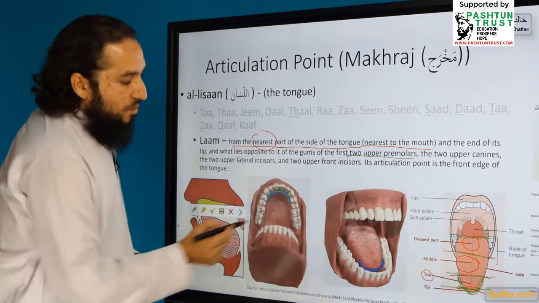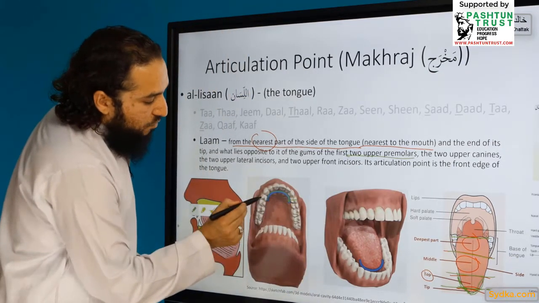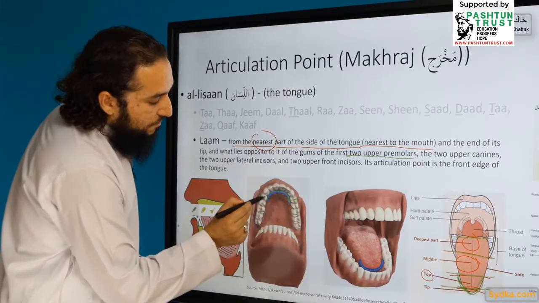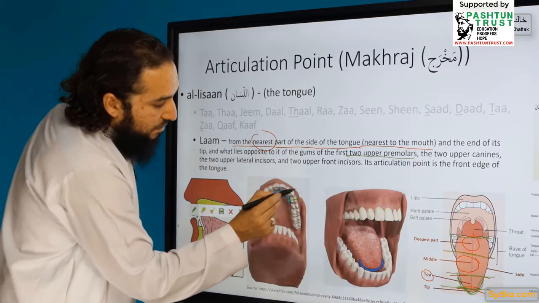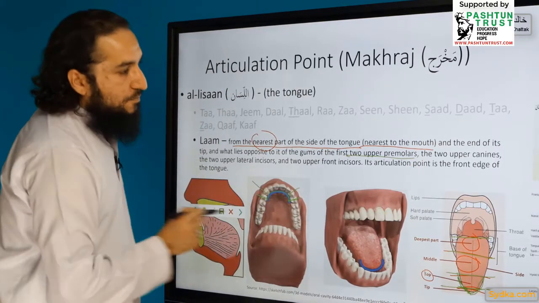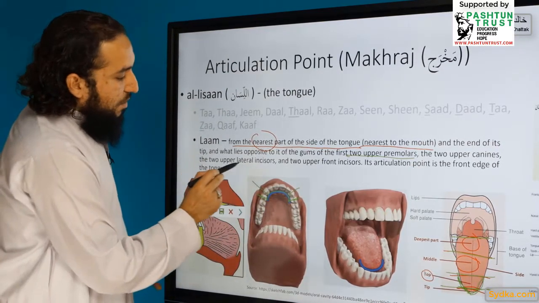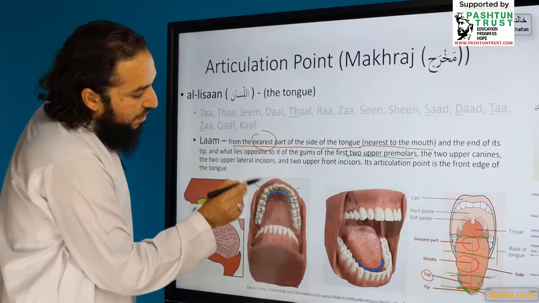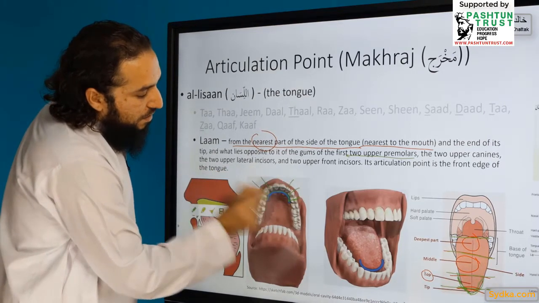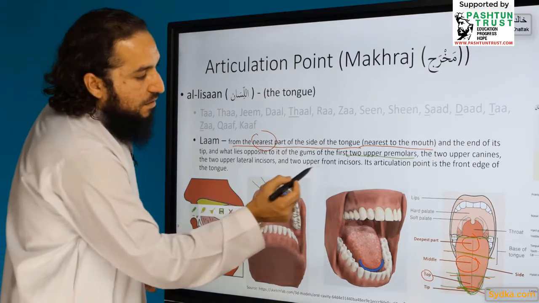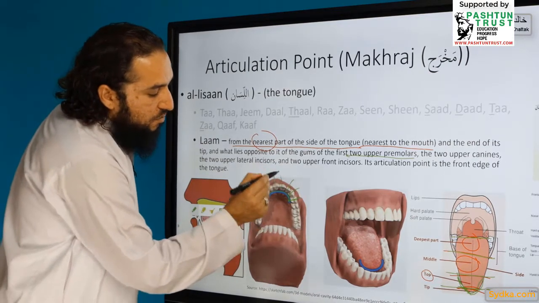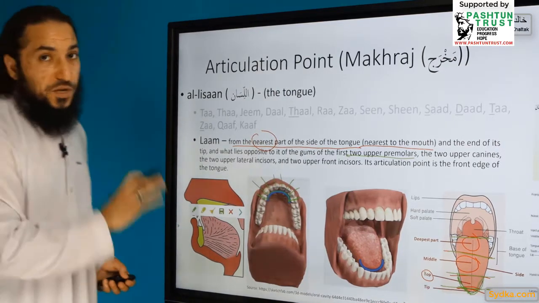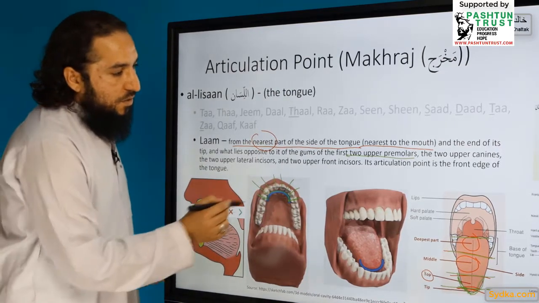Two upper premolars, this one and that one. Okay, that's premolars. And then upper canines. This is a canine, this is a canine. And two upper lateral incisors. So this is lateral incisors, and this is lateral incisors. And then the last ones are the front incisors. So this is one and this is two. Okay, so these are the names of those teeth.